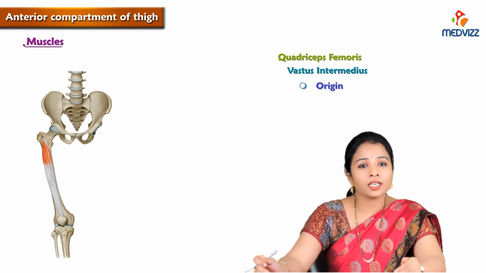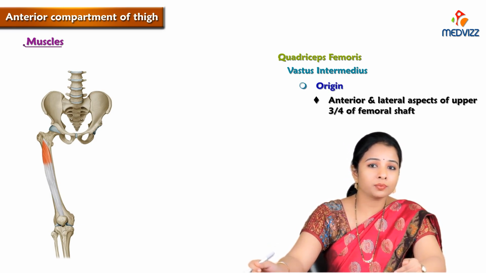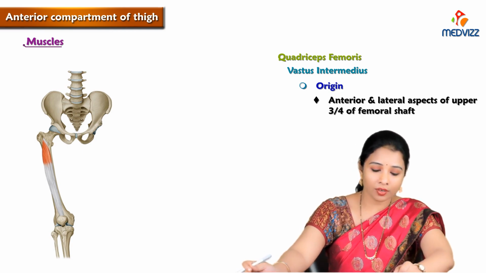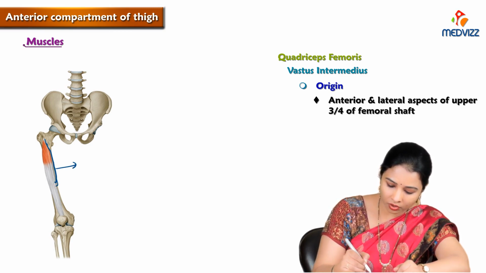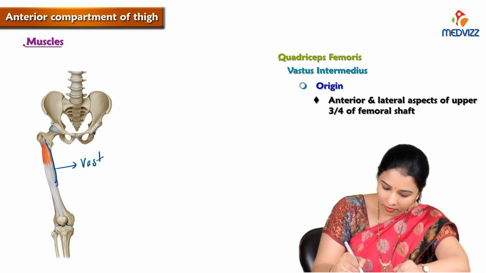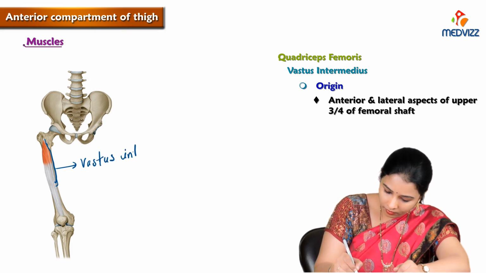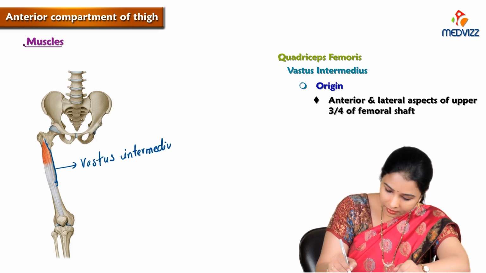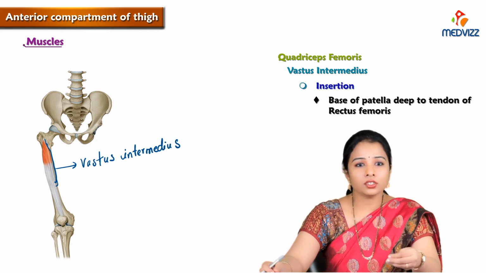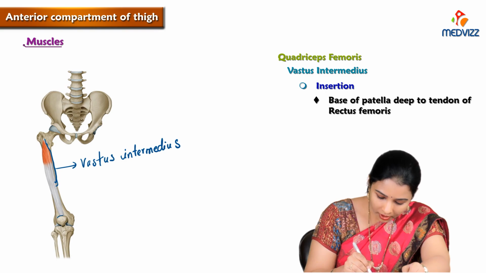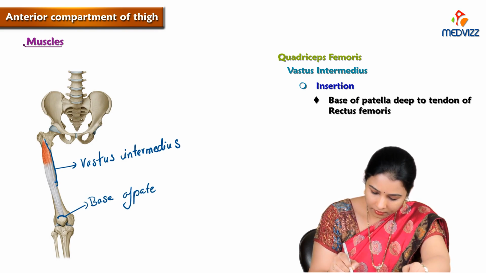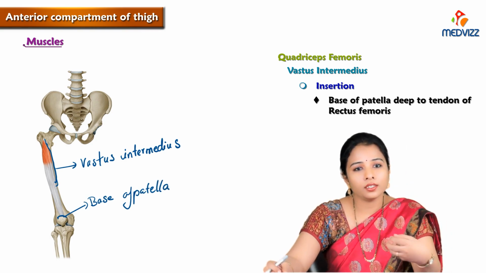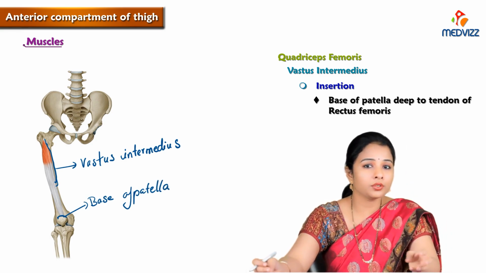Vastus intermedius arises from the anterior and lateral aspect of the upper 3/4 of the shaft of the femur. So you can see here, from here to here, the upper 3/4 of the shaft of the femur, it gets origin. So this is vastus intermedius. And insertion, like the others, you can see properly, it inserts into the base of patella deep to the tendon of rectus.